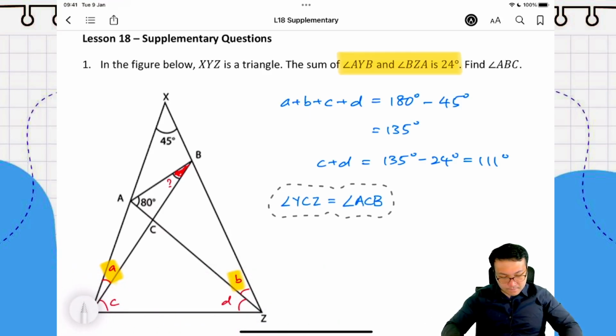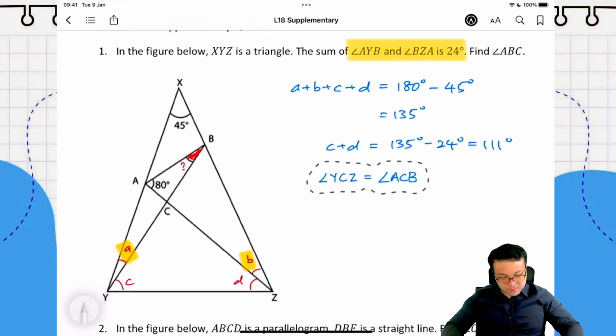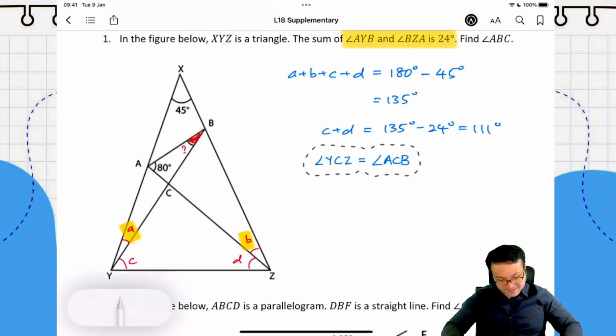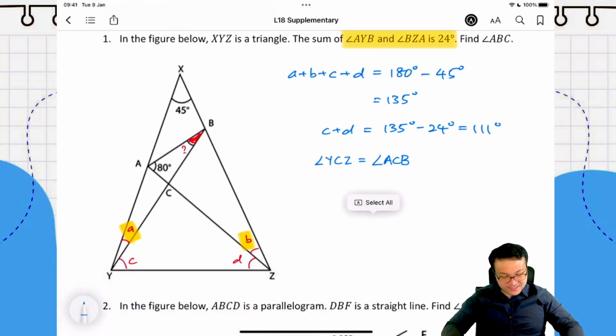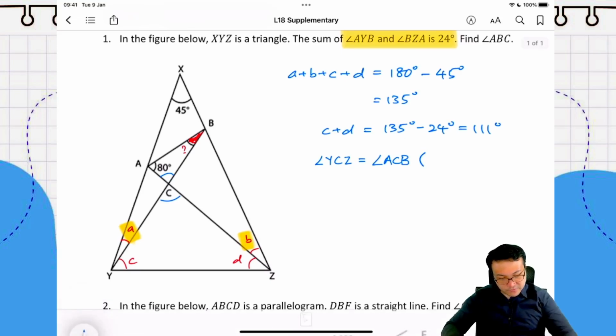Where's Y? Oh, sorry, it's being hidden down there. Do you agree? YCZ is equal to ACB, you agree? Yes. And what do we call this? What rule do we call this? Okay, just refer back to, oh never mind, it's on the other worksheet. It's actually alternate angles, parallel lines.